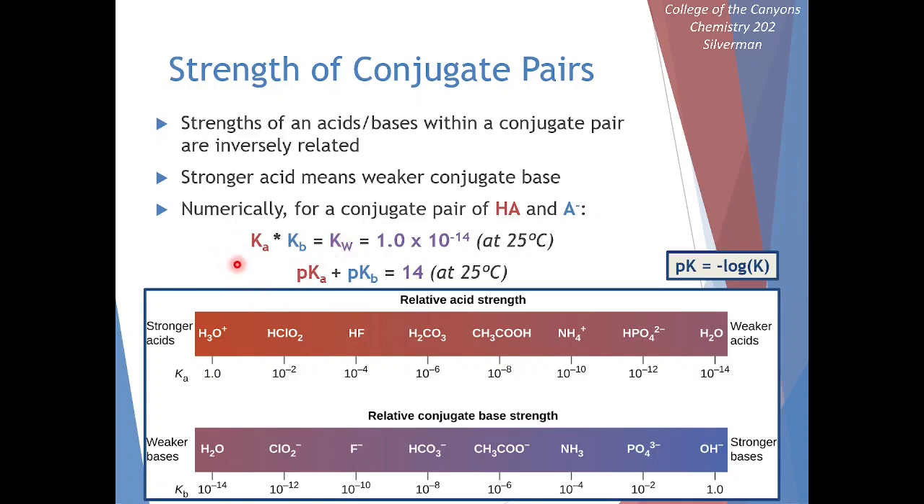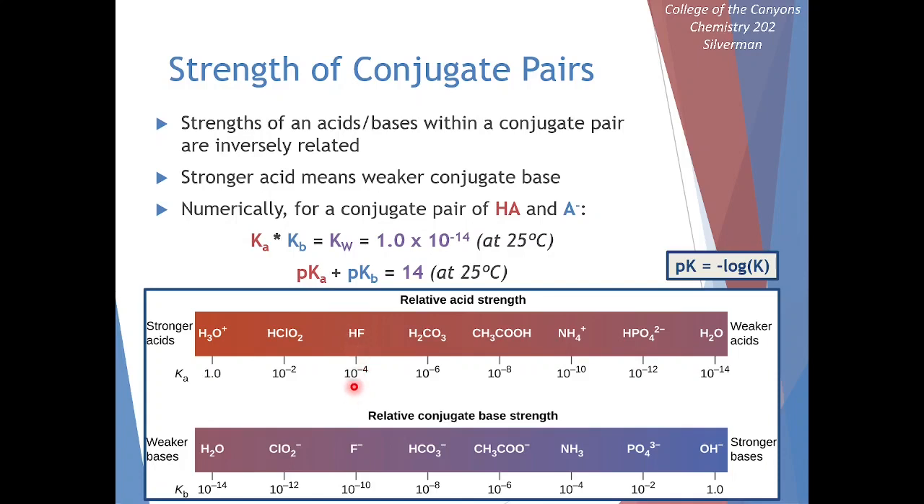What this tells us is that our conjugate acid-base pairs, they're going to kind of complement each other. They're going to be inversely related. Within a conjugate acid-base pair, if you have a relatively strong conjugate acid, its conjugate base will be relatively weak. Or vice versa, if you have a very, very weak conjugate base, the conjugate acid is going to be much, much stronger. We can see some examples, right?